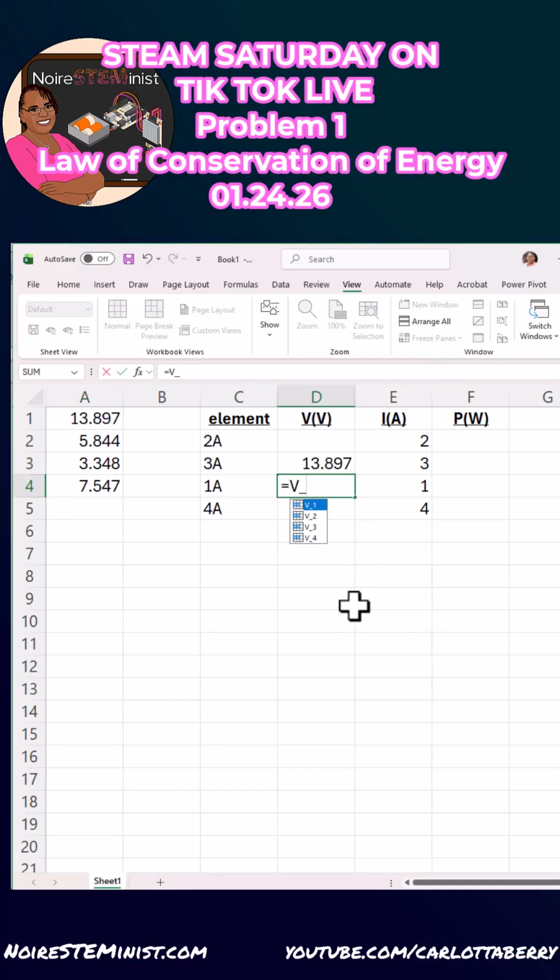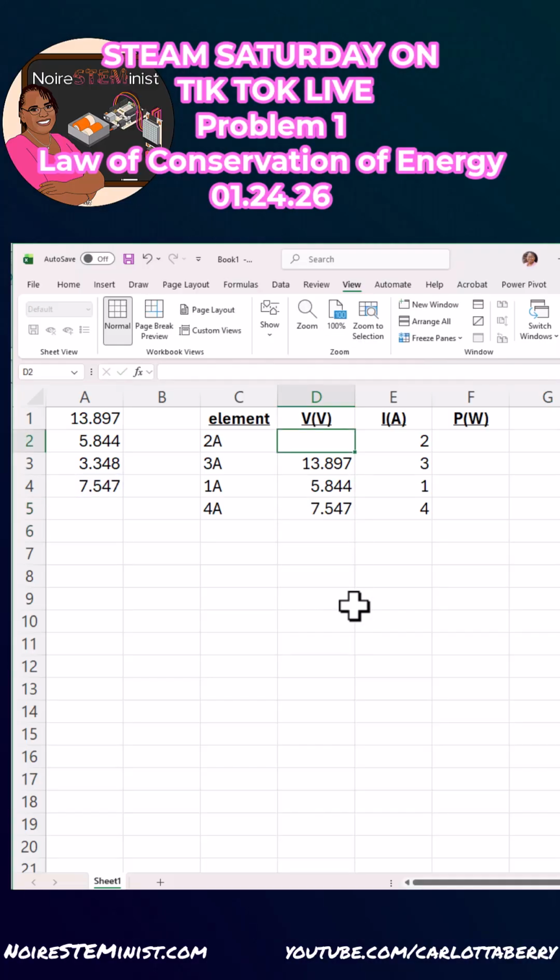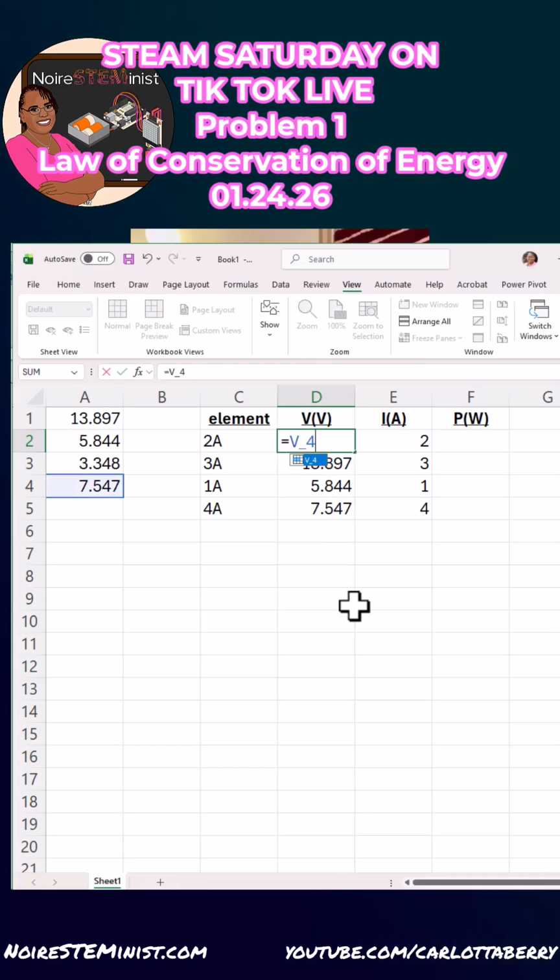And then after that, we are now going to use our node voltages to find the voltages for each of those current sources. The voltage for 3 amps is V1. The voltage for the 1 amp is V2, and the voltage for the 4 amp is V4, and the voltage for the 2 amp is V4 minus V2.